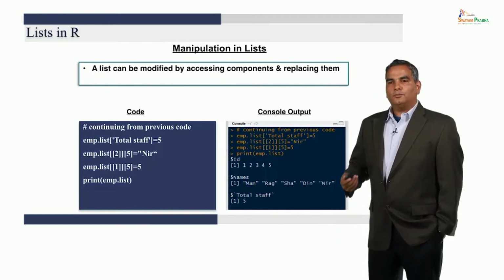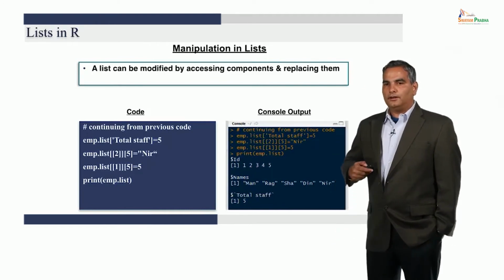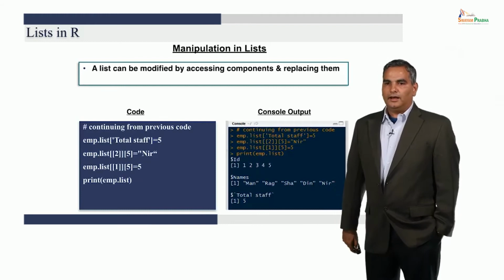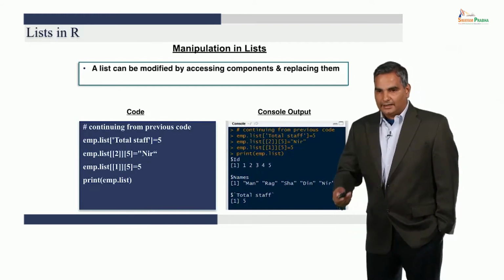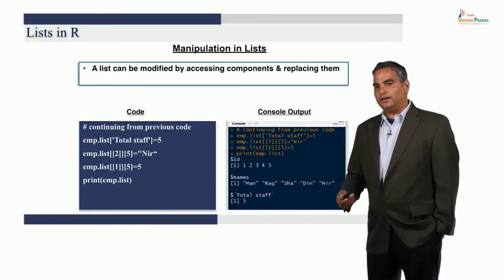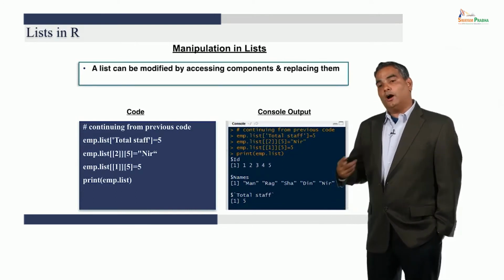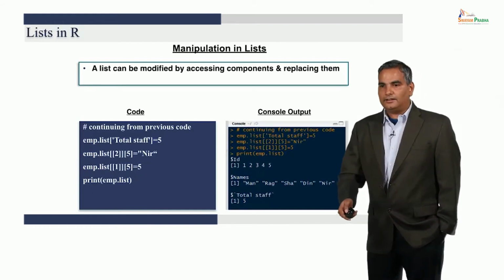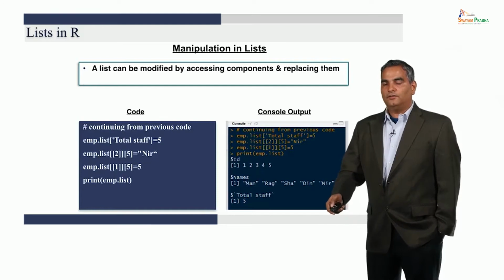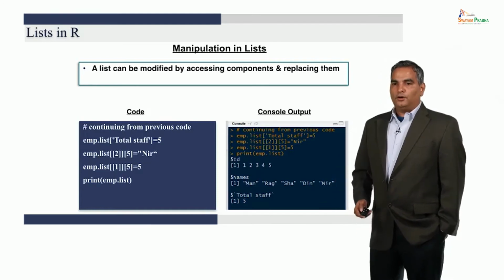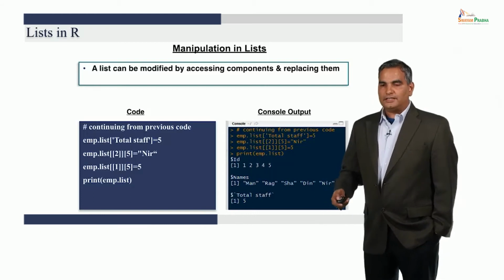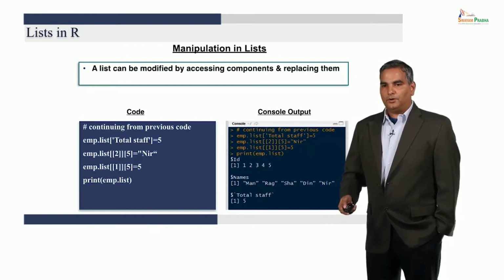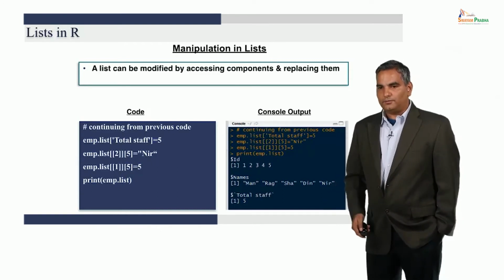Now you can also manipulate these lists. So once you define a list, you can also modify it by accessing components and replacing them. For example, you can add more components to already defined objects. You can add more objects to the already defined list and so on. So in this case, we are adding another object, which is emp.list$total.staff equal to 5. We could also add more names. So initially in our list we had only 4 names. Now we are adding a 5th name, which is emp.list[[2]][5], which is a new name that we are adding, and so on.